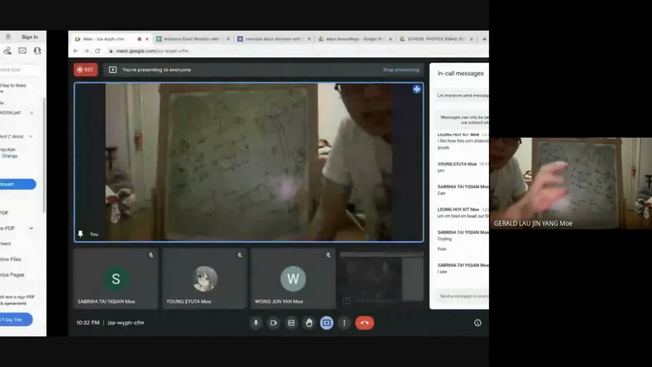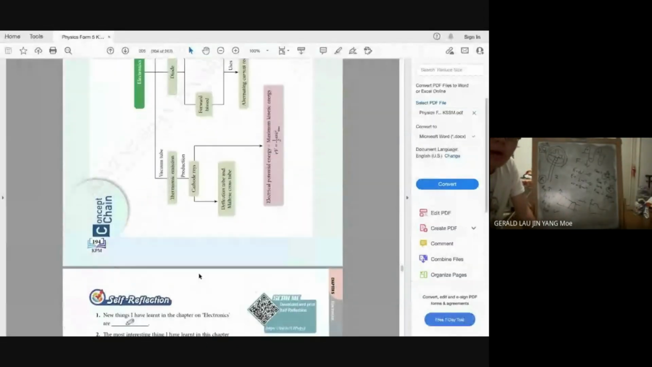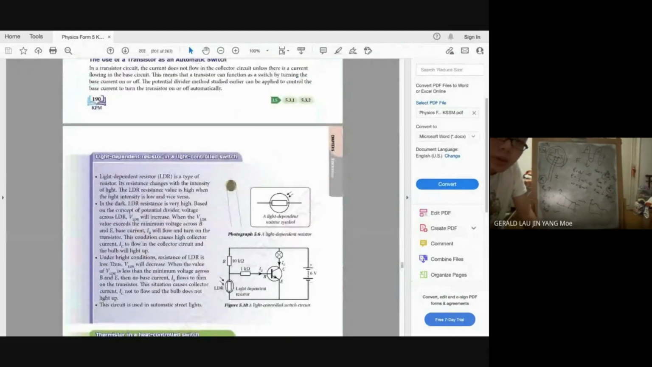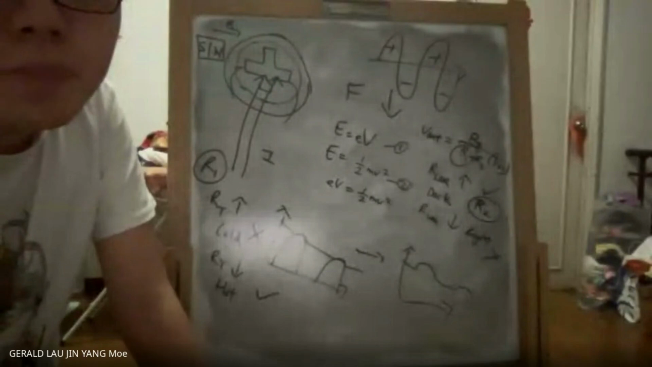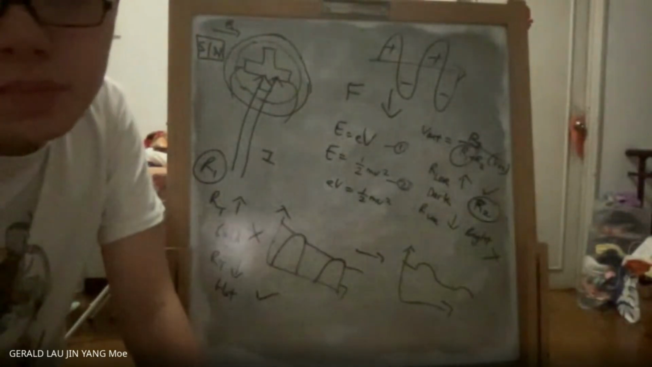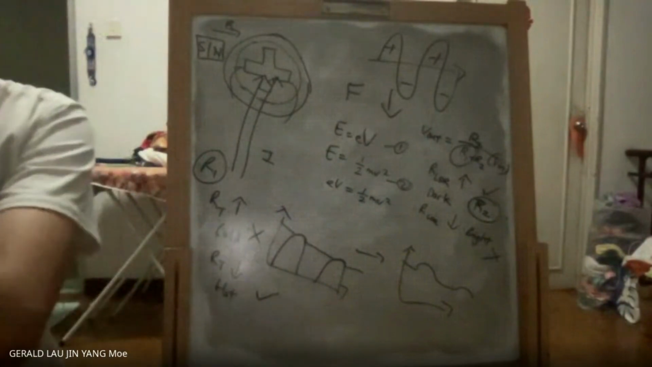You understand? So chapter 5 is more about how you understand it. You have to read through and understand the concepts, especially all these transistors. That's all for our class today. Do you have any questions before we end the class?